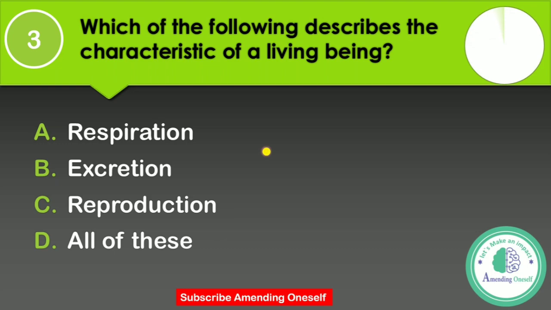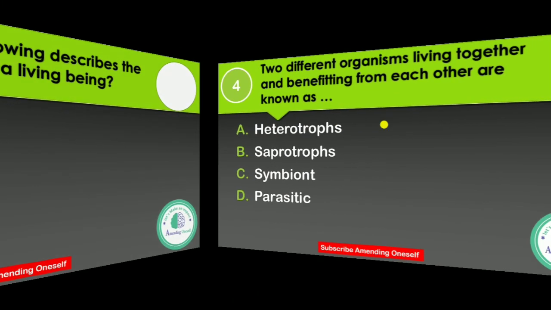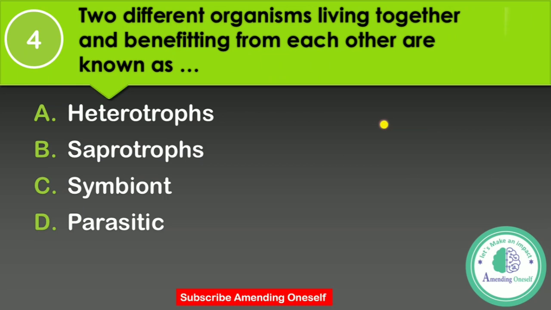Very easy question. Time's up. Question number 4. Two different organisms living together and benefiting from each other are known as. Options are option A, heterotrophs, option B, saprotrophs, option C, symbiont, or option D, parasitic.